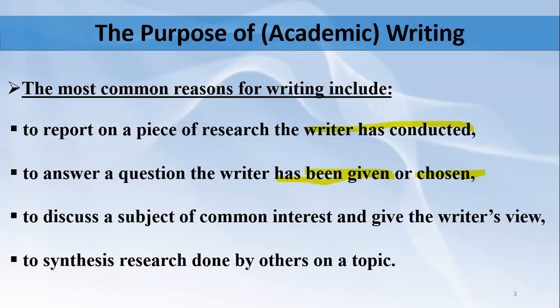The third reason for writing is to discuss a subject of common interest and give the writer's view. A subject of common interest means a subject which everyone gets interested in and everyone is writing about, so we also want to write about that topic. In that case as well, we need to write. What is meant by a subject of common interest and giving the writer's view? I think the best example nowadays is COVID-19.